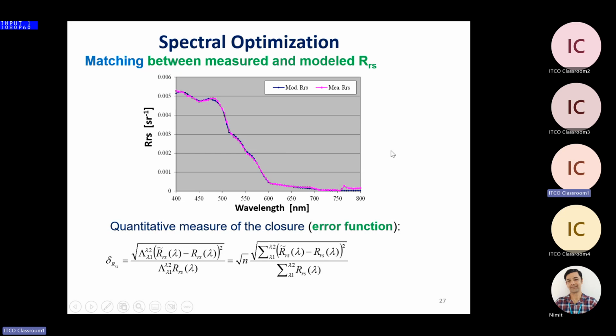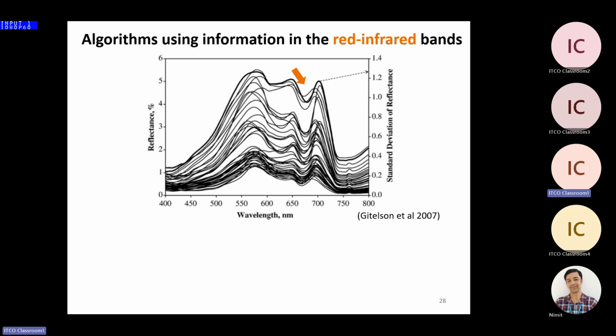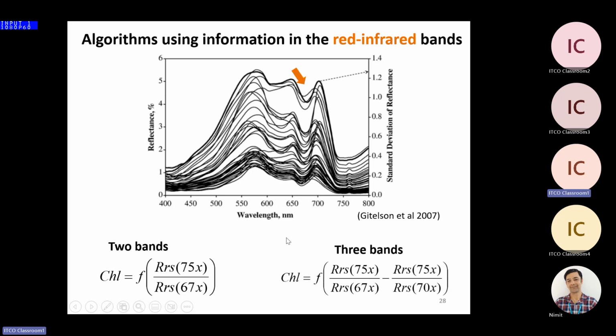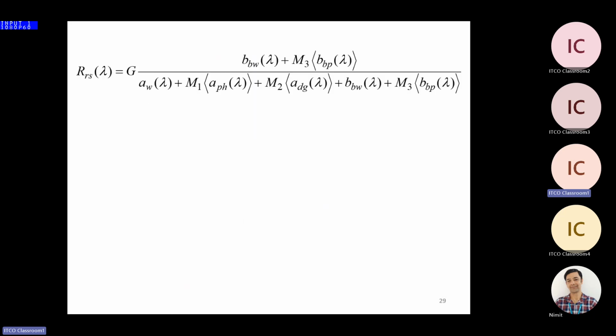Here basically the example shows how we can use spectral optimization to get answers for those variables. That's generally for blue-green, which works well for the oceanic waters. For some productive waters, there are also algorithms using the red or near infrared bands, basically to look at this valley in the remote sensing reflectance, with algorithms like 2 bands or 3 bands.